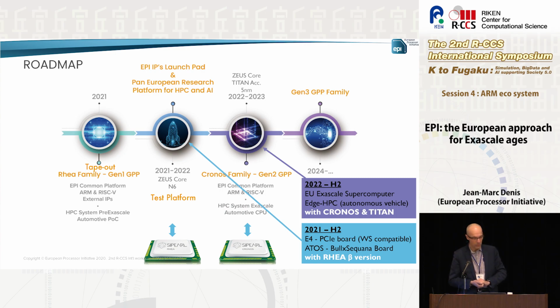So we'll get the first seed units on a PCI Express board in the second half of next year, and this is something you can really consider as a development platform for the accelerator and for the general purpose processor, and we'll get the Exascale machines by the end of 2022 for the early systems.